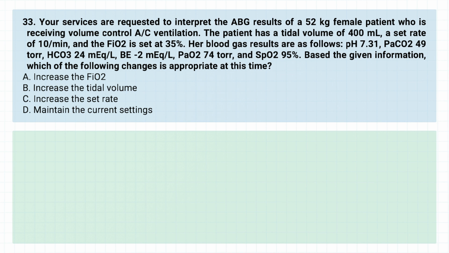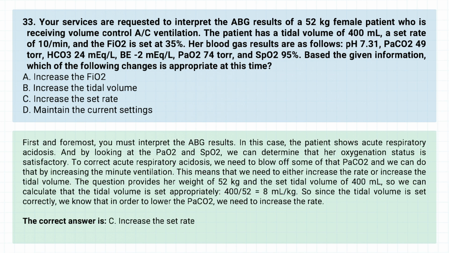SpO₂ of 95%. Based on the given information, which of the following changes is appropriate at this time? A. Increase the FiO₂. B. Increase the tidal volume. C. Increase the set rate. D. Maintain the current settings. The correct answer is C.